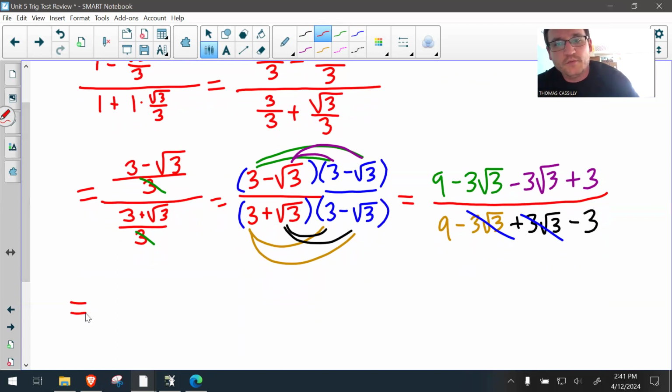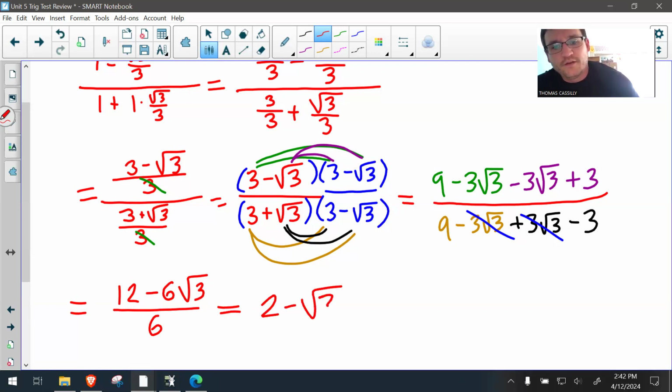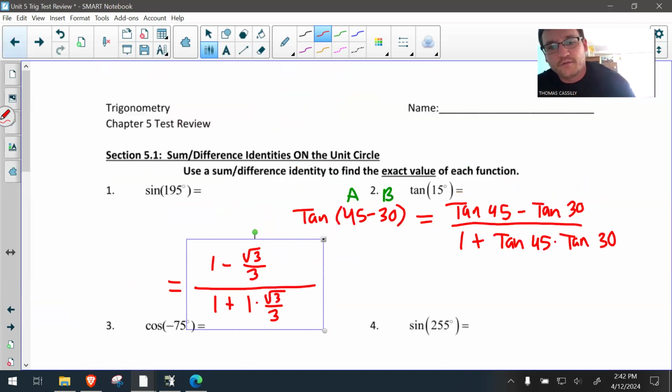So this is going to be equal to, on top, 12 minus 6 square root of 3 all over 6. Right? And then we can reduce that down to 2 minus square root of 3. All right, so that is our answer, 2 minus square root of 3.